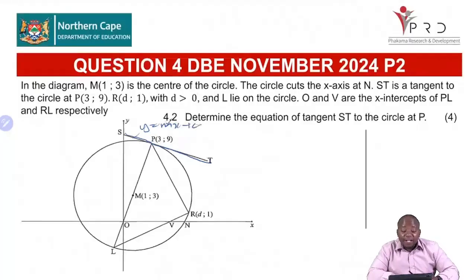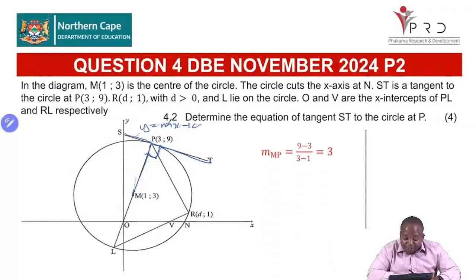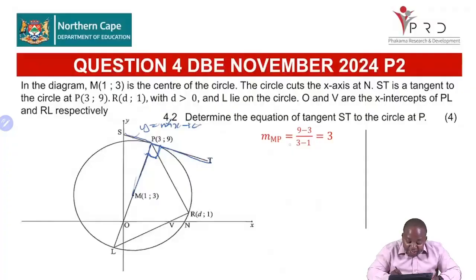But to find the gradient of this one, we need to find the gradient of this one. So we're going to invite a bit of Euclidean geometry here to work around this question. Remember, the tangent is perpendicular to a radius. So the gradient of PM multiplied by the gradient of this is going to be -1. So the first thing that I'm going to do, I have to find the gradient of MP. So the gradient of MP is going to be 3.